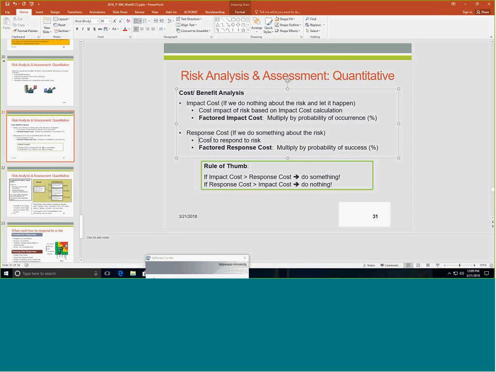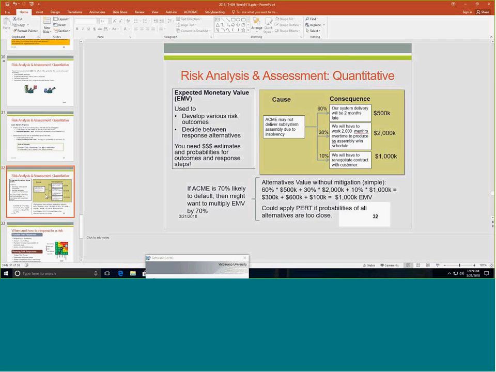I looked at the mitigation plan and I estimated the activities in the mitigation plan, right? So there's a rule of thumb here that I want to highlight: if the impact cost is higher than the response cost, you'll probably want to do something about the risk. However, if it costs more to mitigate a risk than it costs to accept the risk and maybe let it happen, maybe not, to take a gamble, then we're not going to do anything about the risk, which is why managers don't sleep very well.